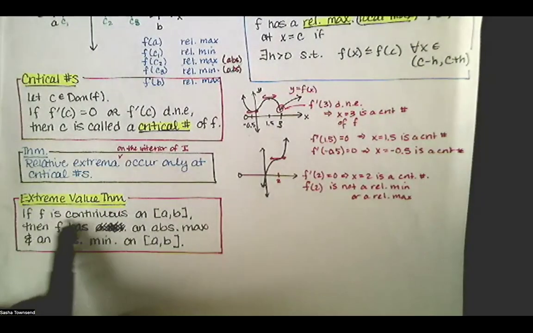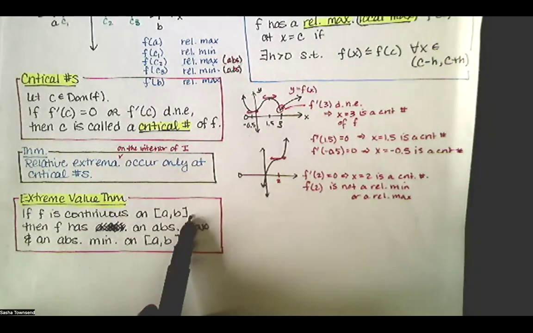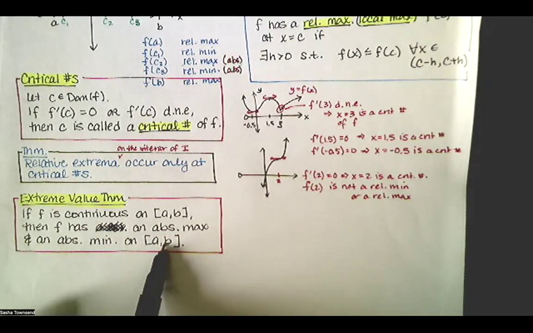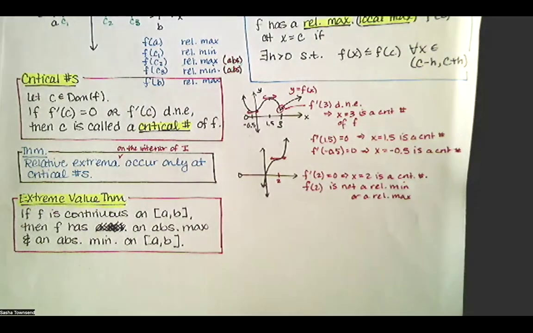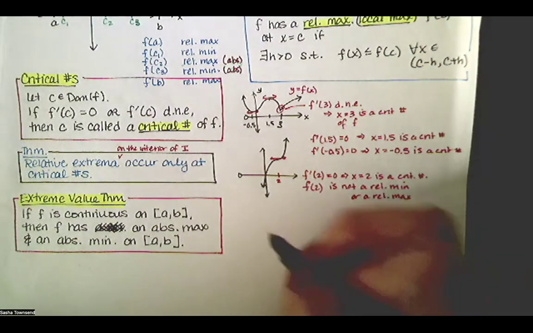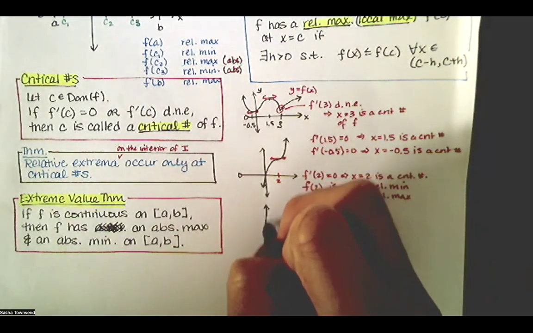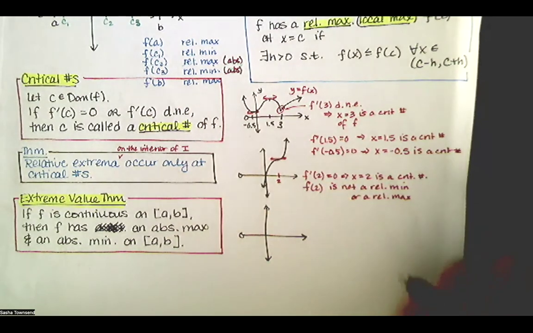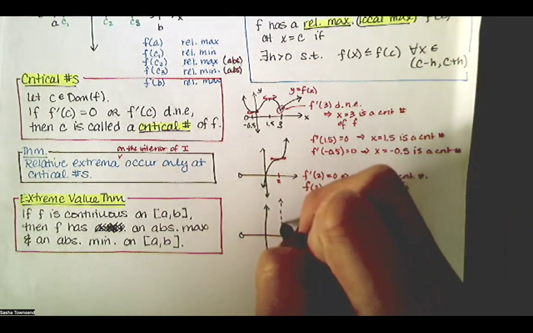It says if f is a continuous function on the interval from a to b, then f has an absolute maximum and an absolute minimum on that interval. You might say, okay, well, how can that theorem fail to apply? Well, you might have a discontinuity.